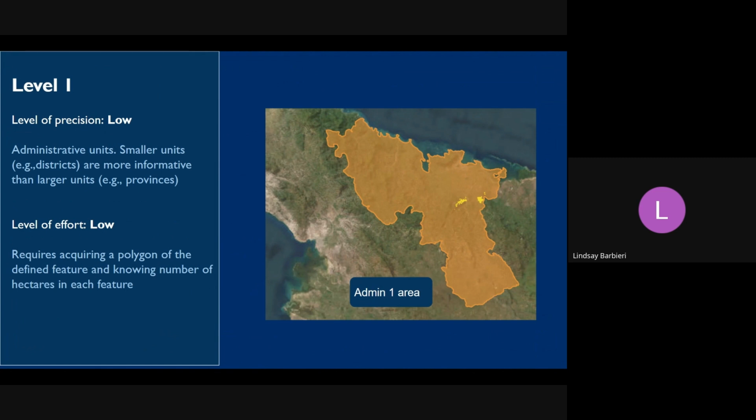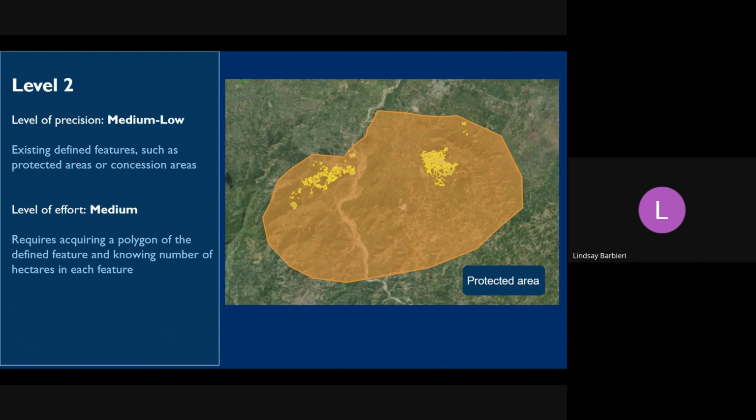And then if we go a little bit more precise even, this is our level 2 that is happening at an existing defined feature. So for example, that orange bounding area is maybe a protected area or a concession area, or a national park or something such as that. And we know that the activity might be happening within that region. But again, the level 2 data is just capturing that broader area of, we know it's happening within this park or this protected area, but we're not getting that most precise level.